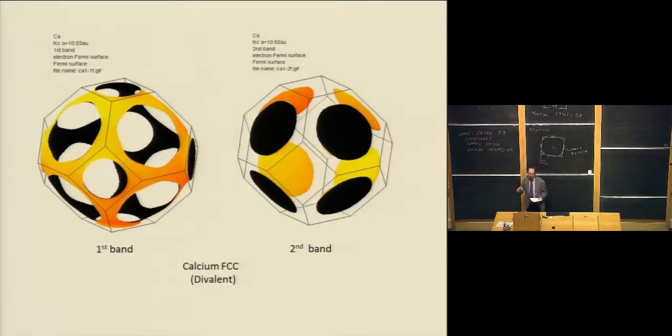So in fact, with calcium, even though it's divalent, it has 2 electrons per unit cell, it actually has two bands which are partially filled. The first band is mostly filled, and the second band, although mostly empty, still has a couple of electrons in it, so it's actually metallic. Okay? So this is sort of the general structure of a lot of bands in many materials.